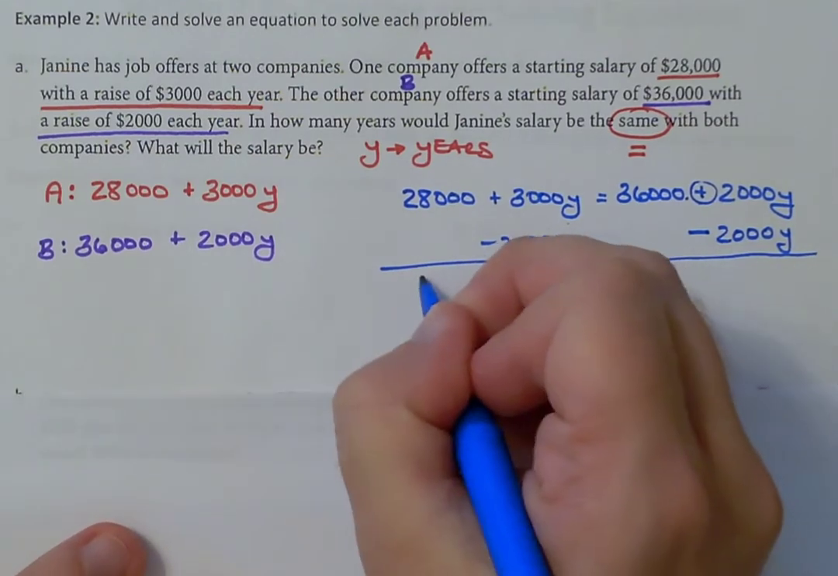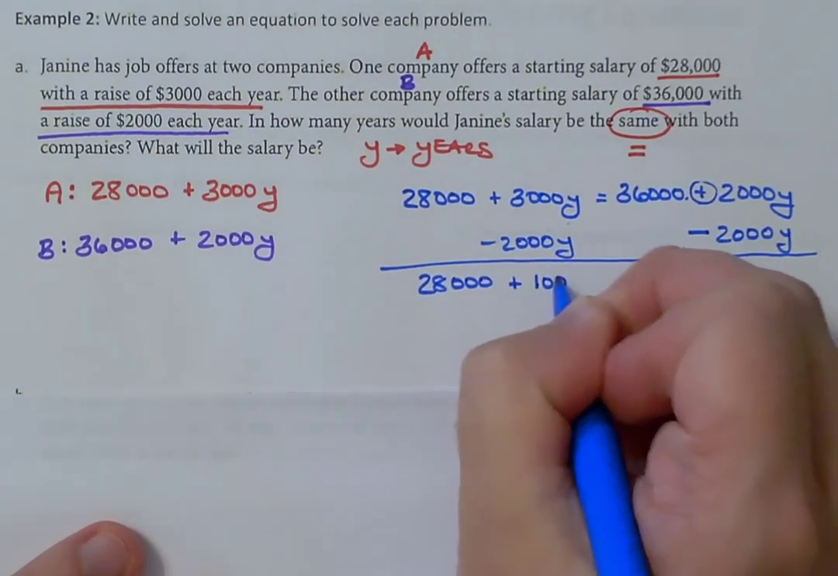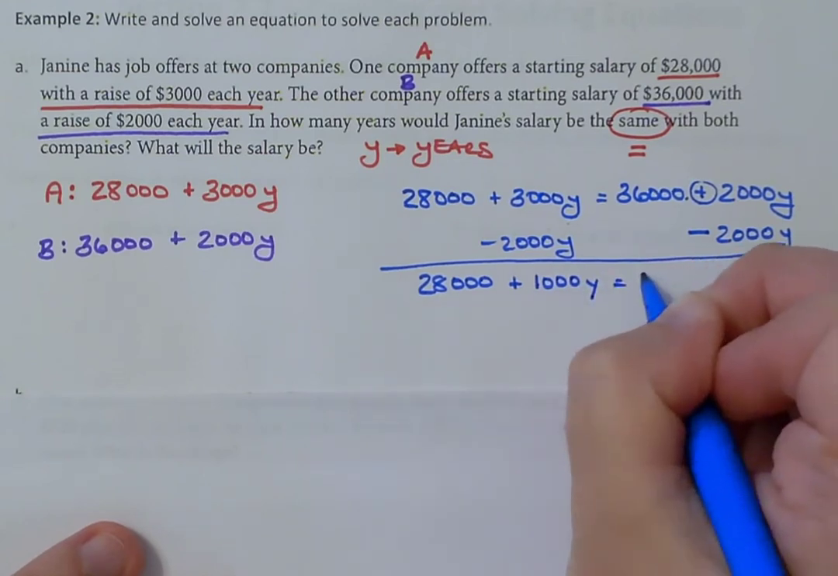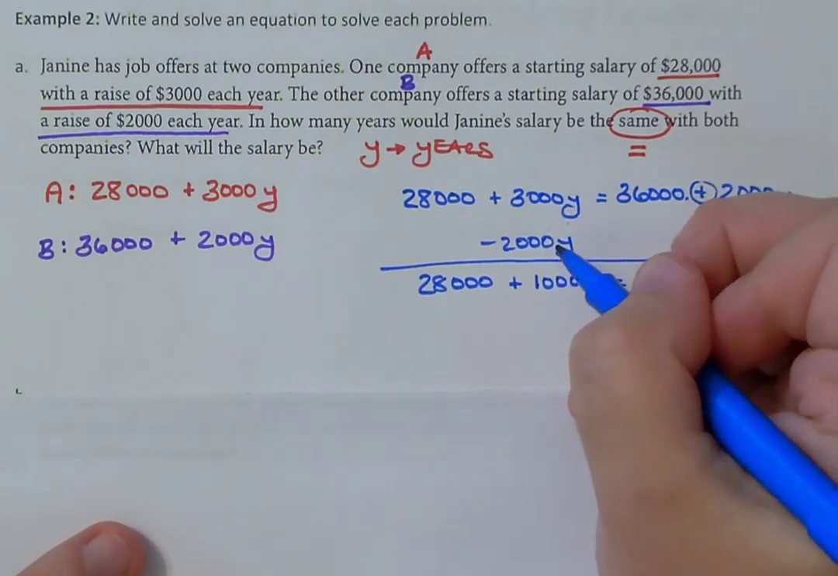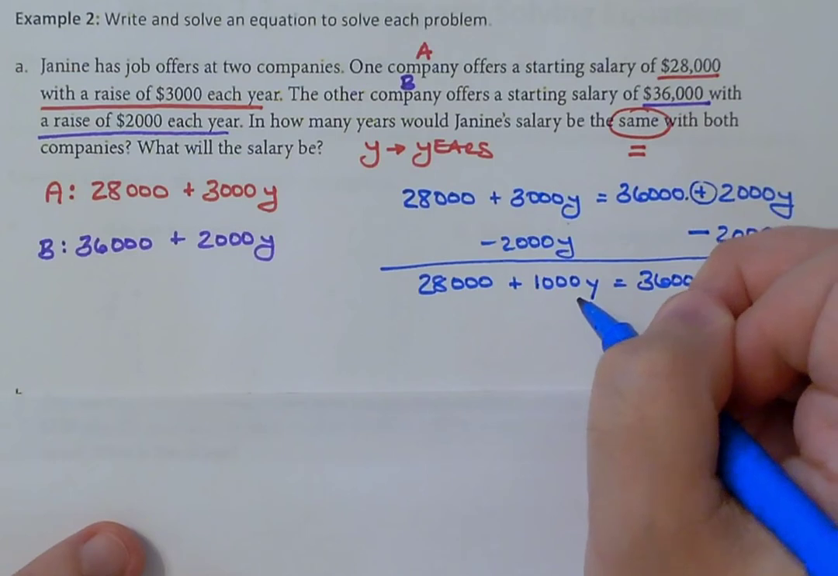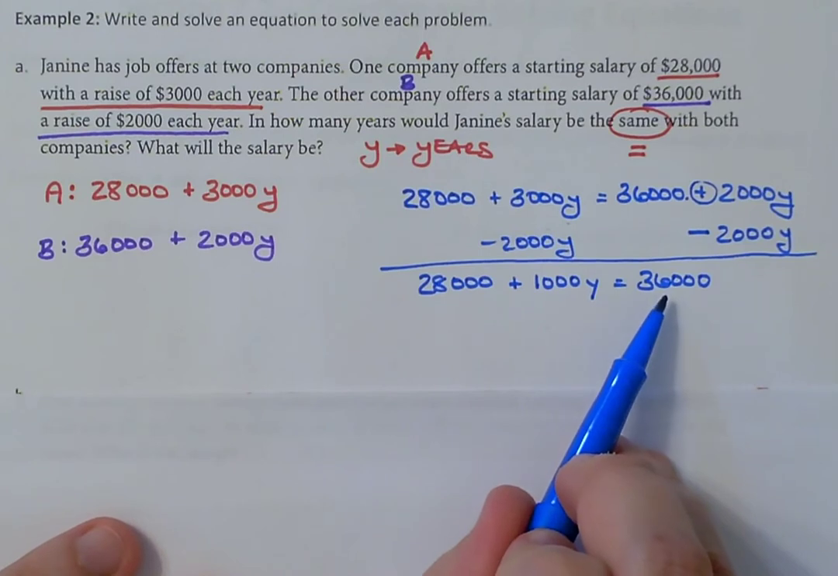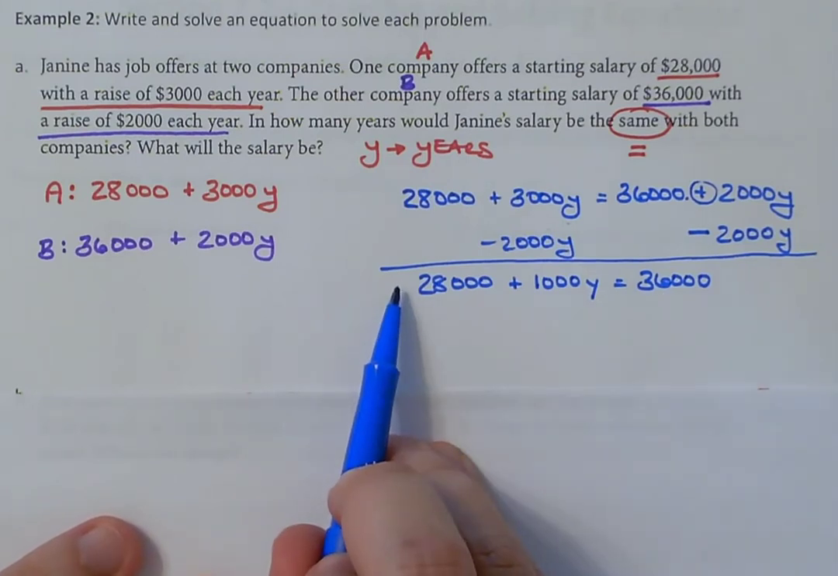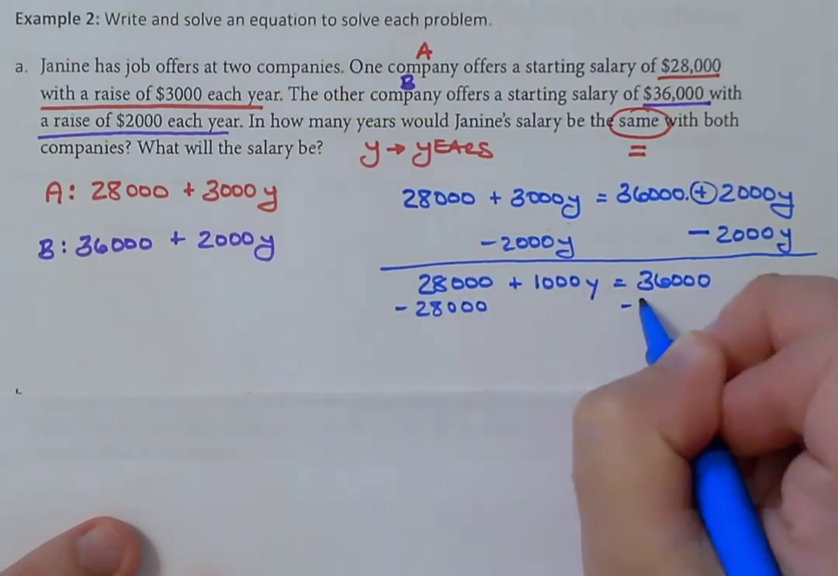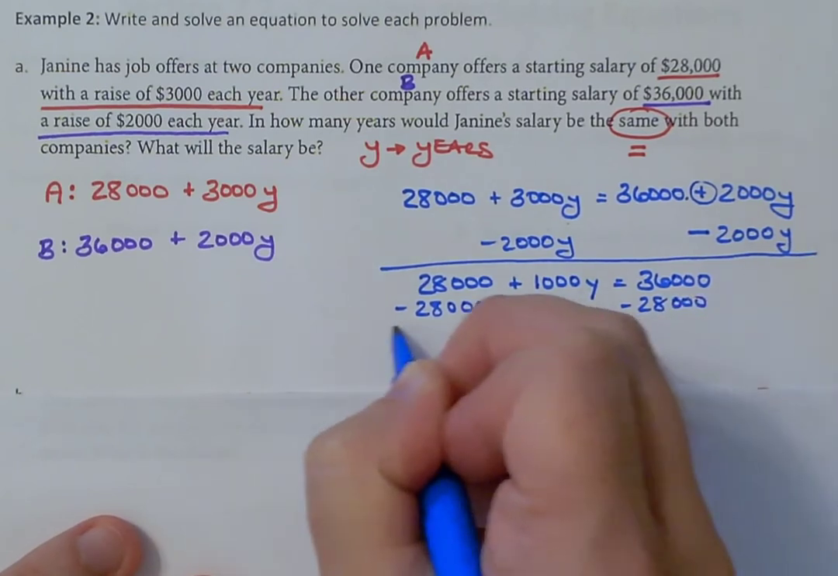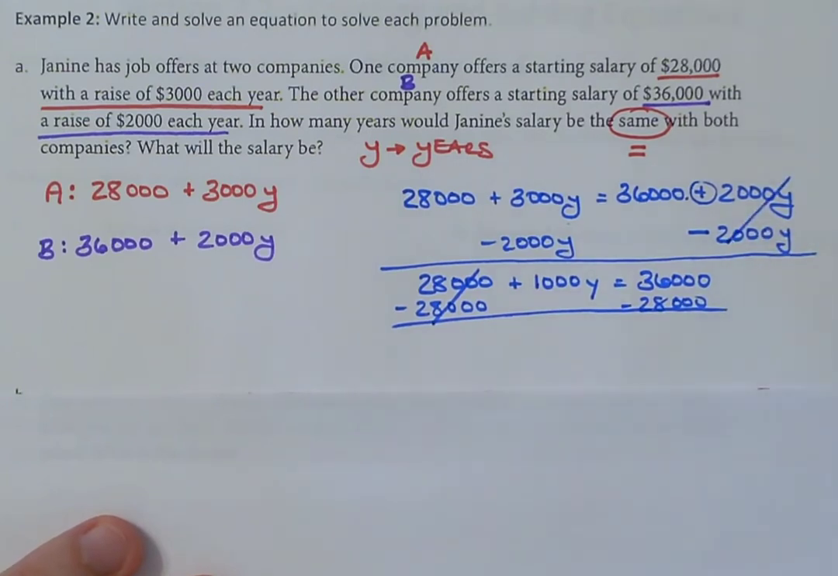So I end up with 28,000 plus 1,000y equals 36,000, because 3,000 minus 2,000 gives us 1,000. All right, next we need to move this 28,000 over to the 36,000. This is a positive 28,000, so I need to do the inverse, which is subtract. And when I do that, that cancels out like the y's did up here.